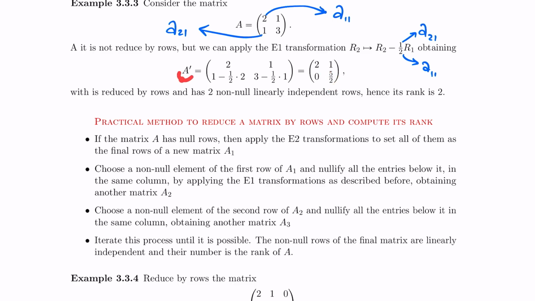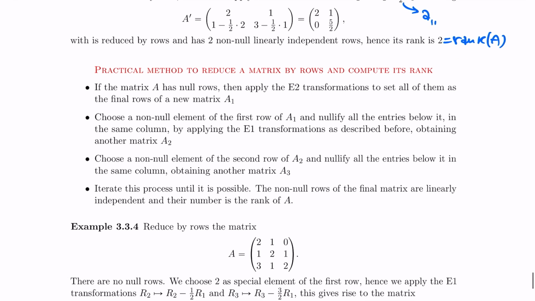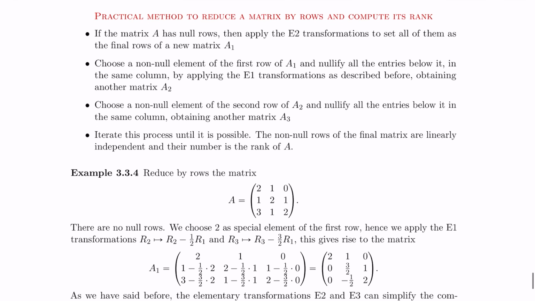The matrix A' that we obtain is reduced by rows. It has two non-null rows, which are linearly independent, and so its rank is 2. Since an elementary transformation doesn't change the rank of a matrix, we have that 2 is also the rank of the initial matrix A. We can now introduce the practical method to reduce a matrix by rows and compute its rank.